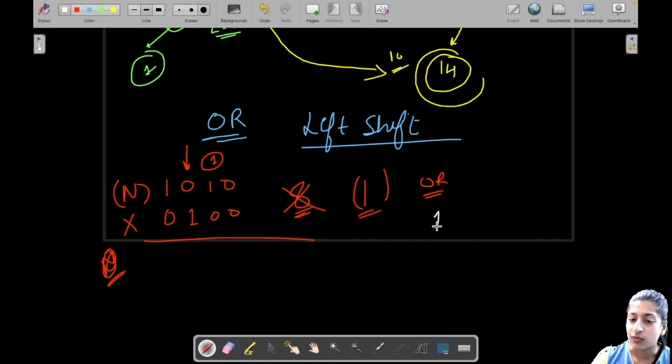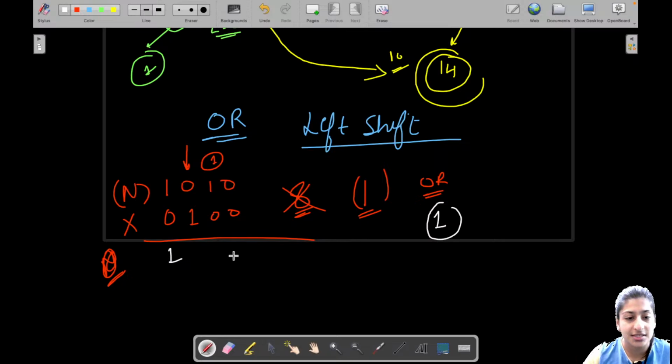If there is at least one of the bits as 1, then I will set that bit as 1, correct? The resultant will be 1. So this is 1, this is what? Rest of the things will remain the same as they were, because when you do bitwise OR with 0, whatever is present here, if it is 1, you will get a 1. If it's 0, you will get a 0. So there will be no change in other bits which are being operated with bitwise OR with X.